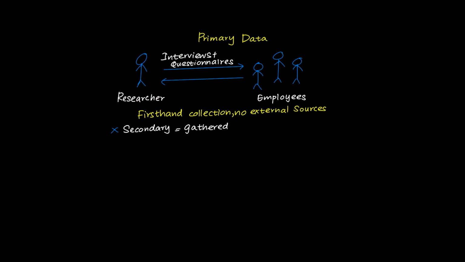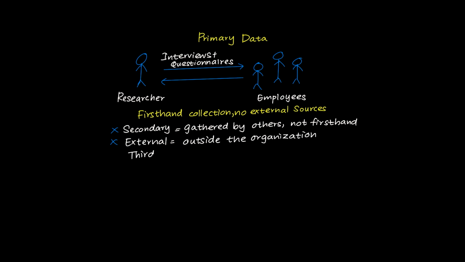The researcher here did everything personally, so it's not secondary. External data lives outside your organization, generated by outside sources. These interviews and surveys happened inside the company with its own employees. Third-party data is collected from outside sources who didn't gather it directly. The researcher had direct contact with every participant.